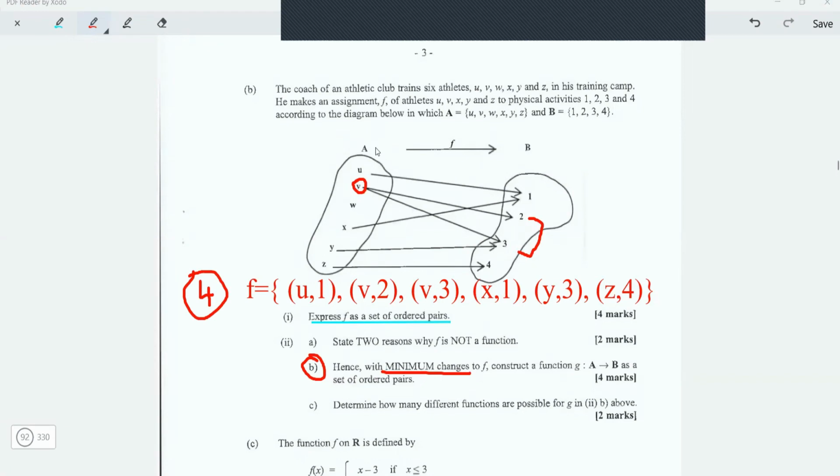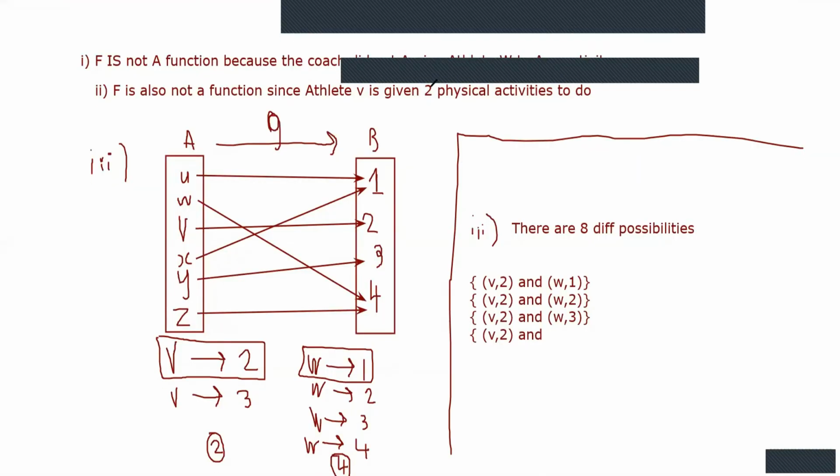Make sense? Yes, sir. So that's what we're doing right here. We're showing all the possibilities. So we're pretty much telling them that, see it here, V can map to 2 and W can map to 1 at the same time to make it be a function. Or V can map to 2 and W can map to 2, or V can map to 2 and W can map to 3, or V can map to 2 and W can map to 4.